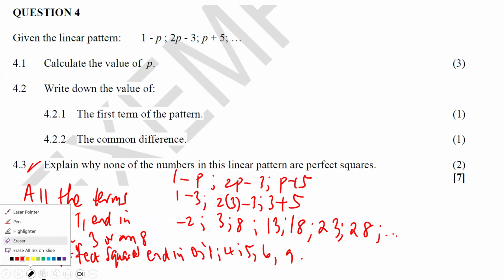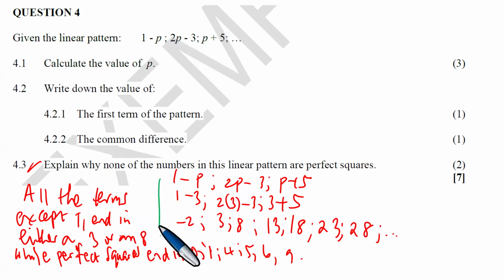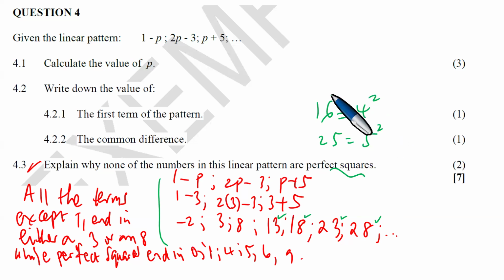So let's spend some time to analyze this and explain why none of the numbers in this linear pattern are perfect squares. They end in 3, 8, 3, 8. Now perfect squares end in 4, for example the number 4, or 25 ends in 5, which is a perfect square. They also end in 6, because 16 is a perfect square, it is 4 squared.